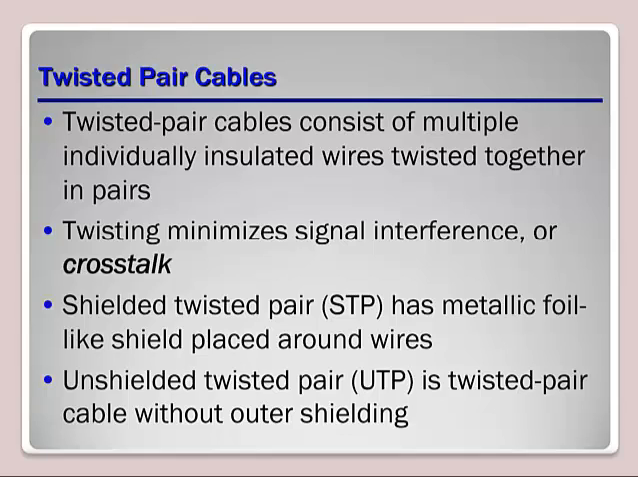The amount of twist is going to delineate how much it's protected against interference, or the distance it can go without getting interference. And there's also shielded twisted pair, which has a metallic foil-like shield placed around the wires, and that gives extra protection. The metallic foil protects against more crosstalk, attenuation and whatnot. And then there's unshielded twisted pair, which is a twisted pair without the outer shielding, obviously.